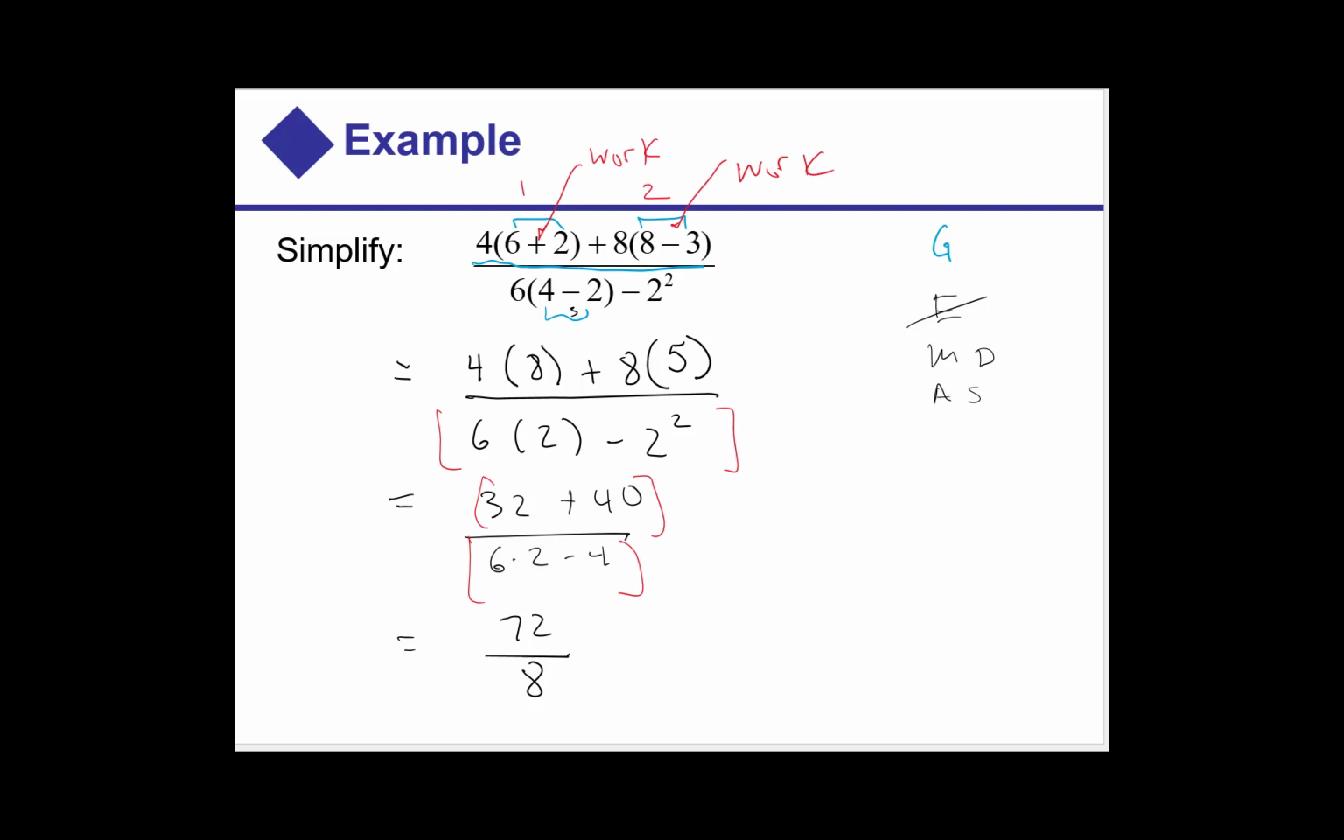And lastly, we can simplify that fraction, right? That's easy. Divided by 8, we're going to say, oh, that equals 9. We simplified that expression down to its smallest value.